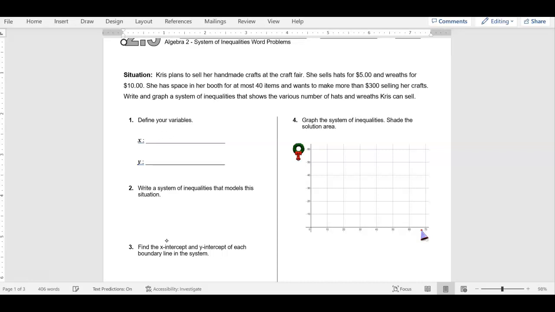Systems of inequalities are going to be two variables. So X is hats, Y is wreaths. Yeah, just fill this in the way the warm-up was. X plus Y, we said it was at most 40 items. So less than or equal to 40. And 5X plus 10Y is more than, greater than 300.